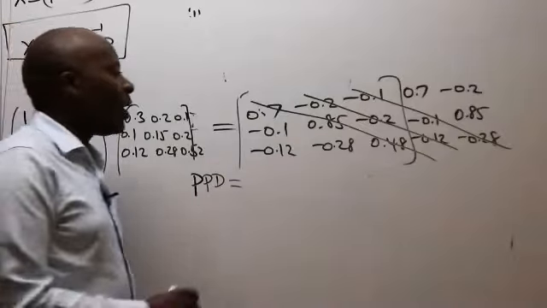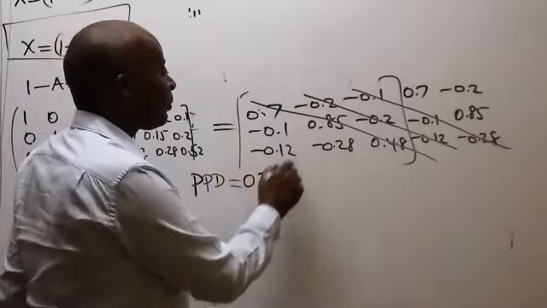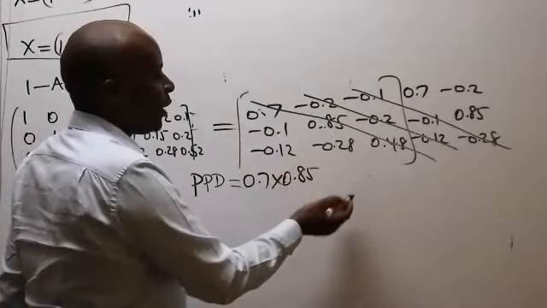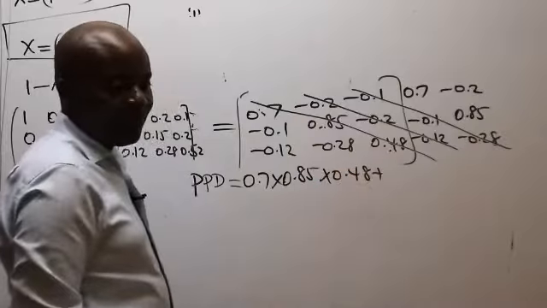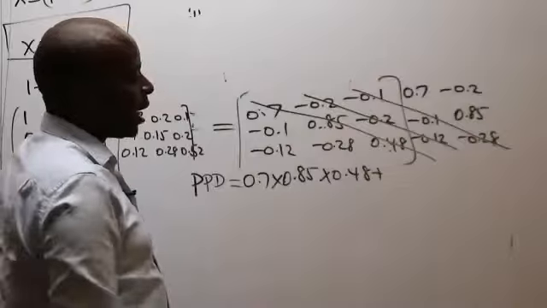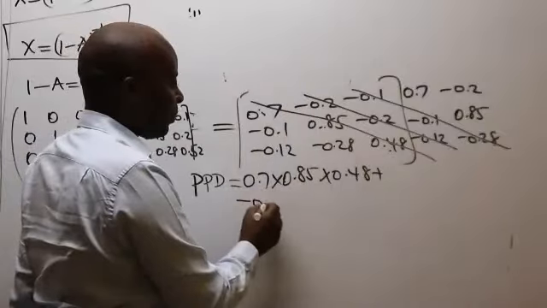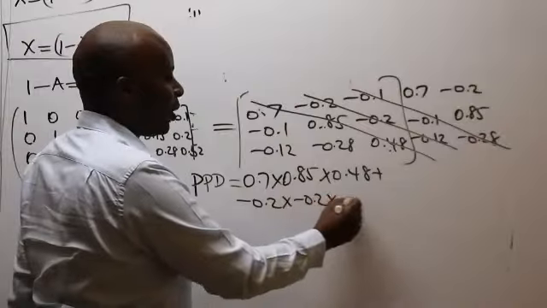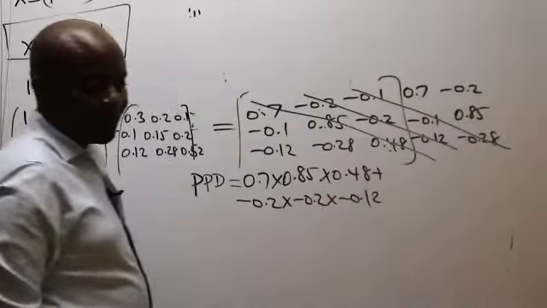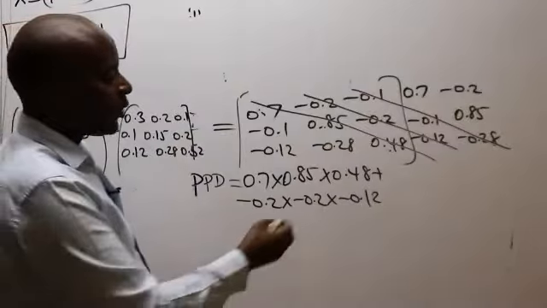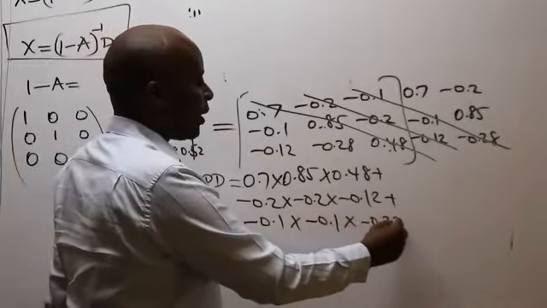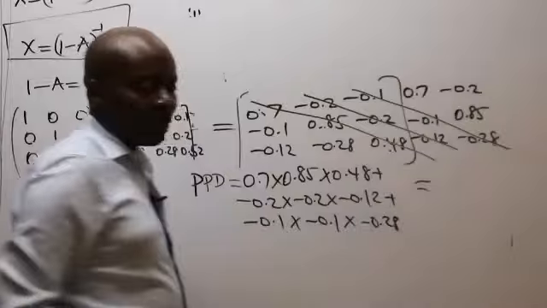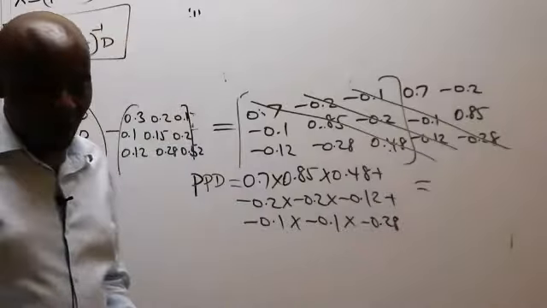So the product of the primary diagonal here will be 0.7 times the second figure, which is 0.85, times the third figure, which is 0.48, plus, there are 3 of them, plus the second diagonal here will be minus 0.2 times minus 0.2 times minus 0.12. There are 3 of them, plus the third diagonal will be minus 0.1 times minus 0.1 times minus 0.28. And then now you should be able to give us what we call the product of primary diagonal.